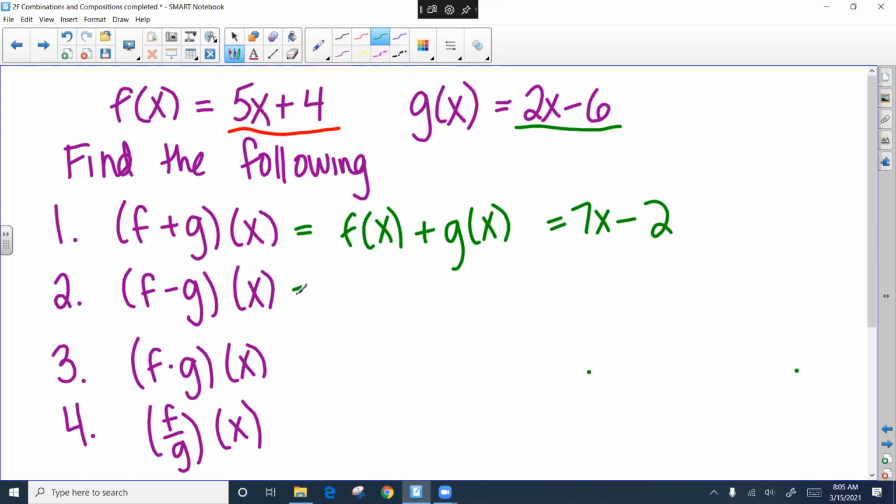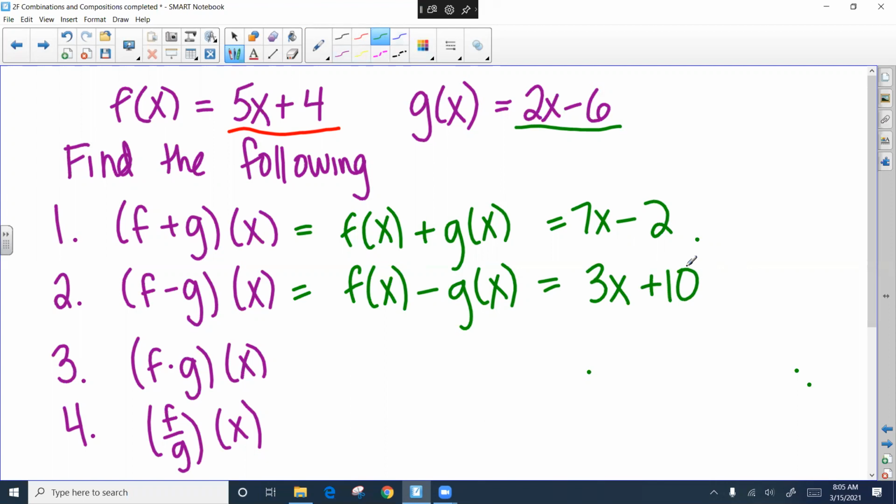Number 2, this notation f minus g of x means f of x minus g of x, we're subtracting. So I would be doing 5x plus 4 minus 2x minus 6. So that would give us 3x plus 10. Okay, and I was glad to see most of you got that plus 10. Because if we're subtracting, we'd have the 4 minus the negative 6.